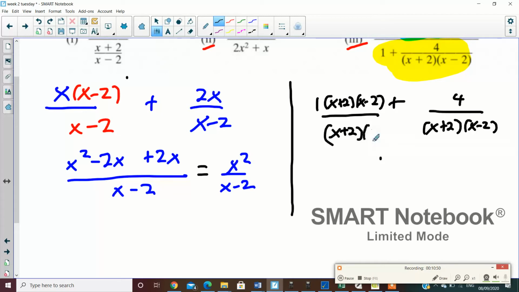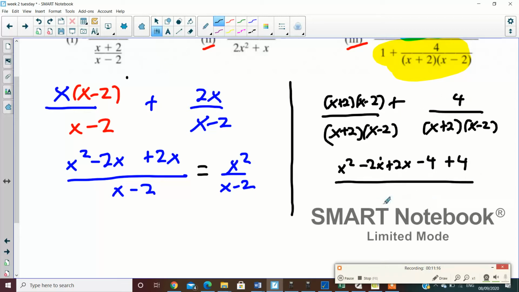Do I need the number 1 there? Do I need that 1 there? I don't. I really don't. Okay. Need that part though. Now, what do I have to do next? Multiply it out. And what do I get? X squared minus 2x plus 2x minus 4, don't I? And what about the plus 4 over here? Do they have a common denominator? What's the common denominator? Awesome. And what happens to the top?